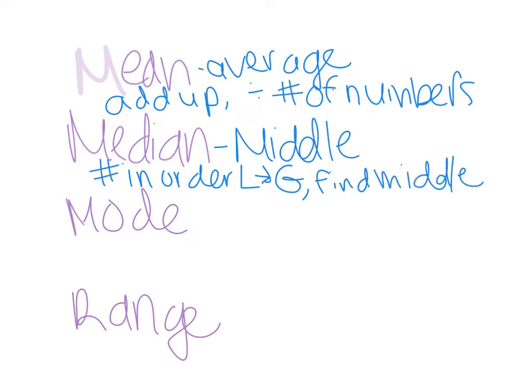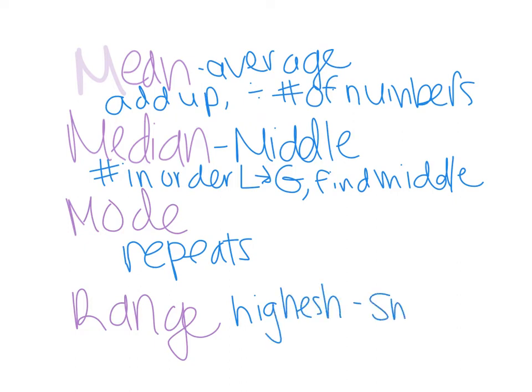Okay? The mode is the number that occurs the most, so the repeats. And then the range is the highest minus the smallest. Okay? And then when you find those information, it will tell you about the data. So the mean will tell you the average, the median will tell you the middle number. I always think of like the median in the road is the middle one. So think about the median, like that center thing going down the middle of the road is the median.